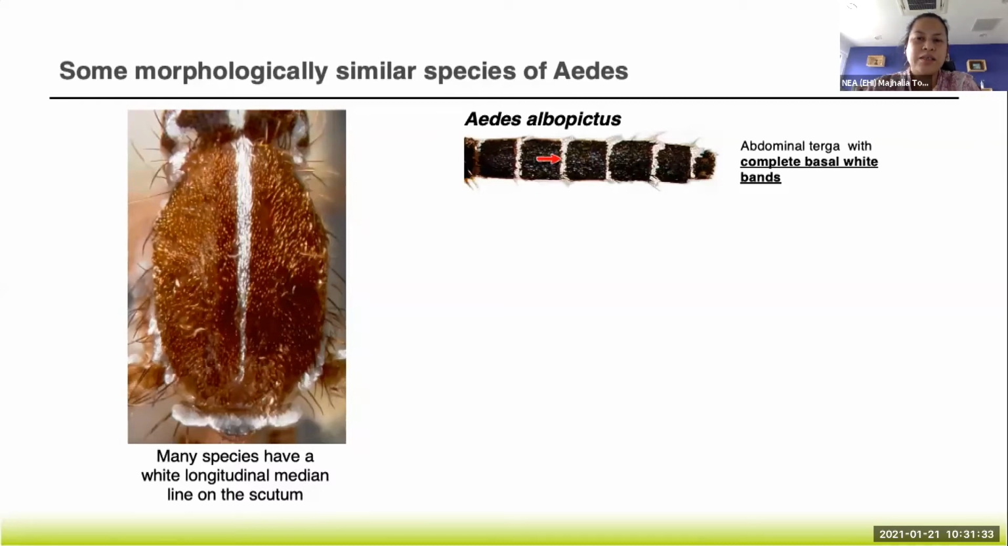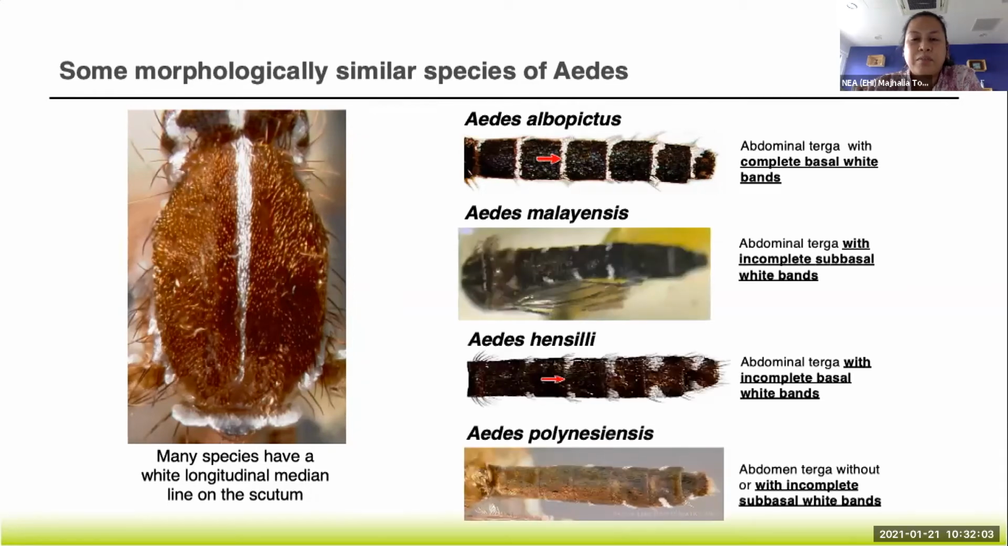This is the dorsal side of the abdomen. So it should be complete basal white bands. These complete basal white bands are not always present on mosquitoes with a single longitudinal median line on the scutum. So these are some examples of mosquitoes. Maybe it's not found in your country, but these are common in the Pacific Islands and the Oriental region. So we have Aedes malayensis, Aedes hensilli, and Aedes polynesiensis.